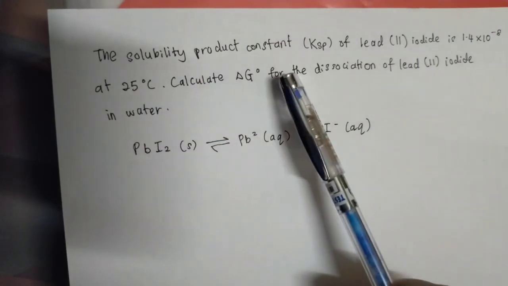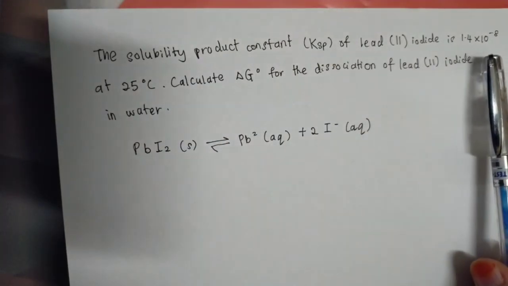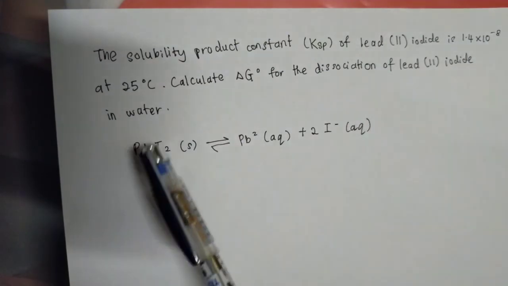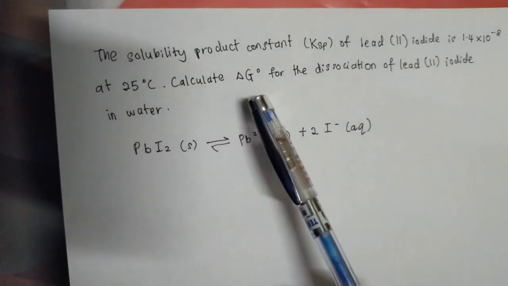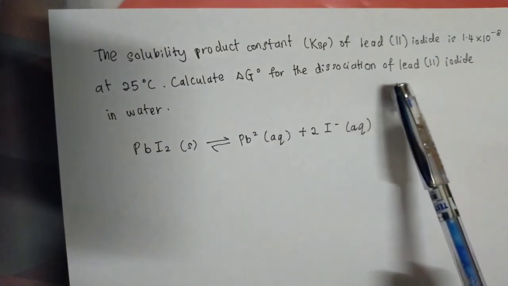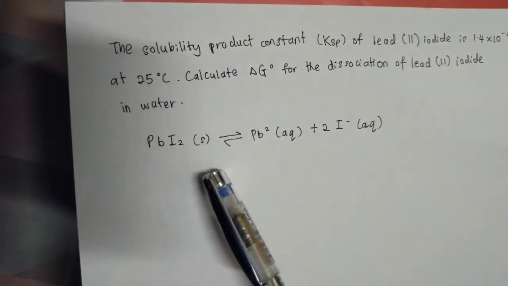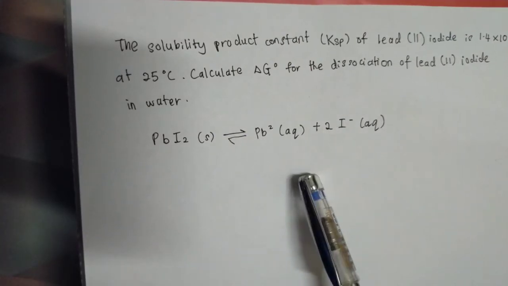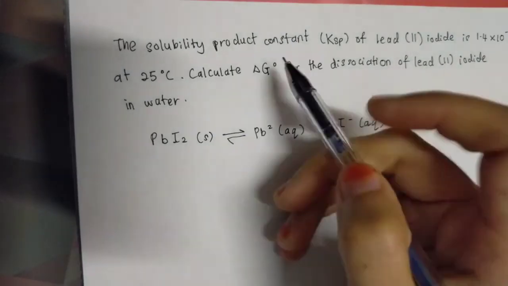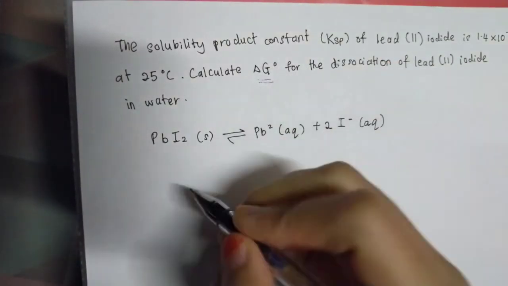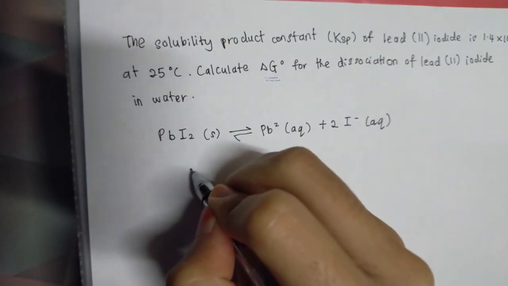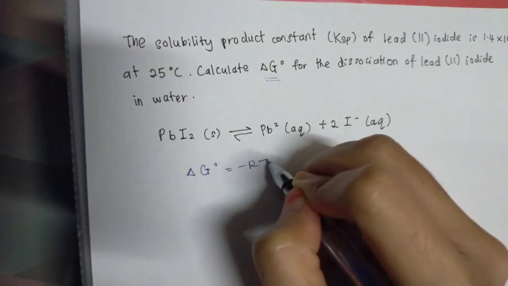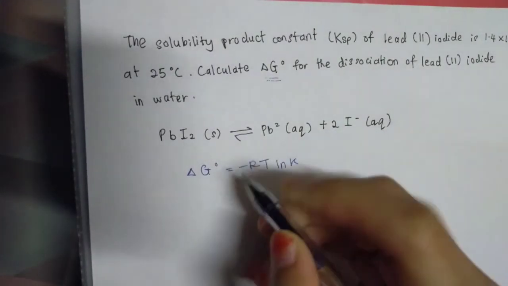The solubility product constant K of lead iodide is 1.4 times 10 to the power of negative 8 at 25 degrees C. Calculate delta G naught for the dissociation of lead iodide in water. So this is the equation given. The equation wants the delta G naught. As we know, the equation is delta G naught equals negative RT ln K.